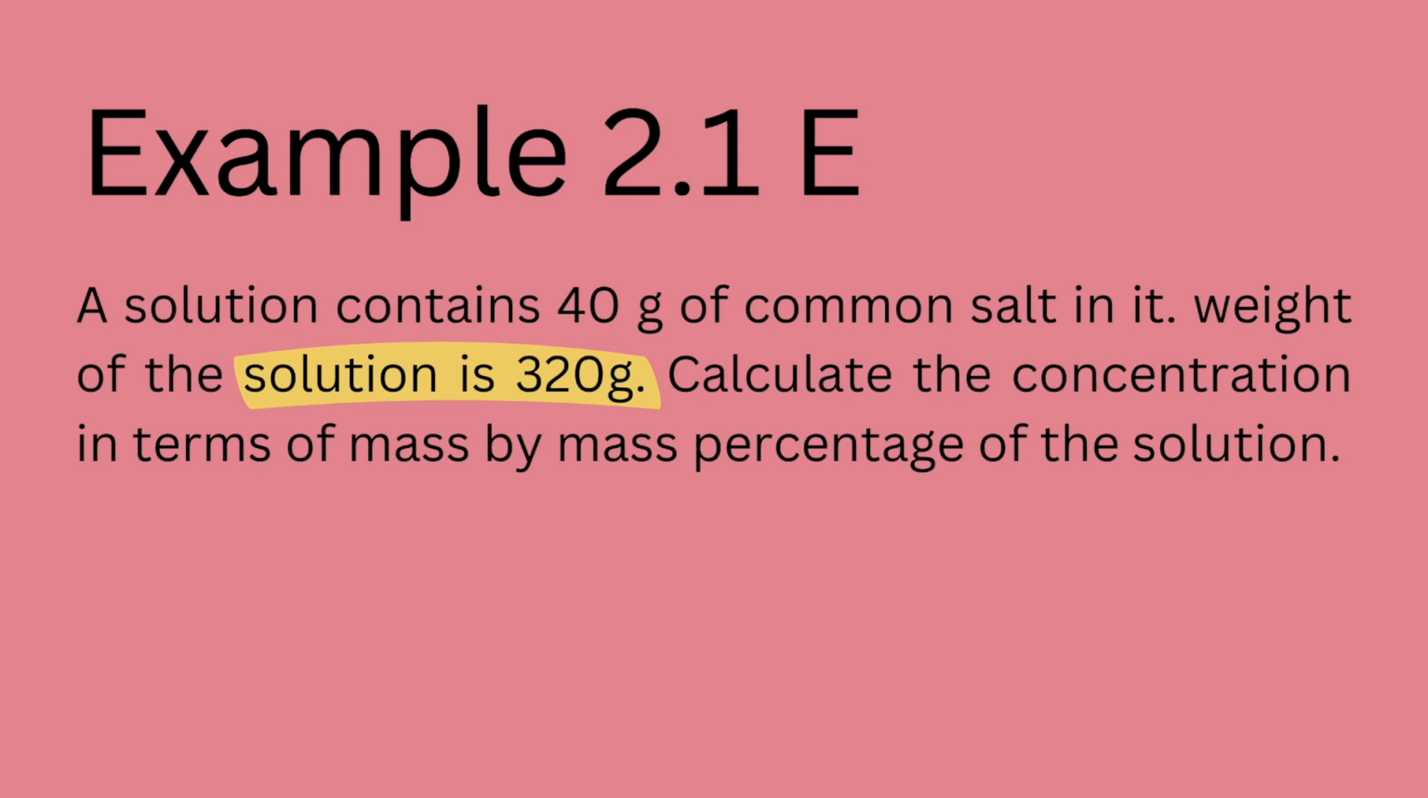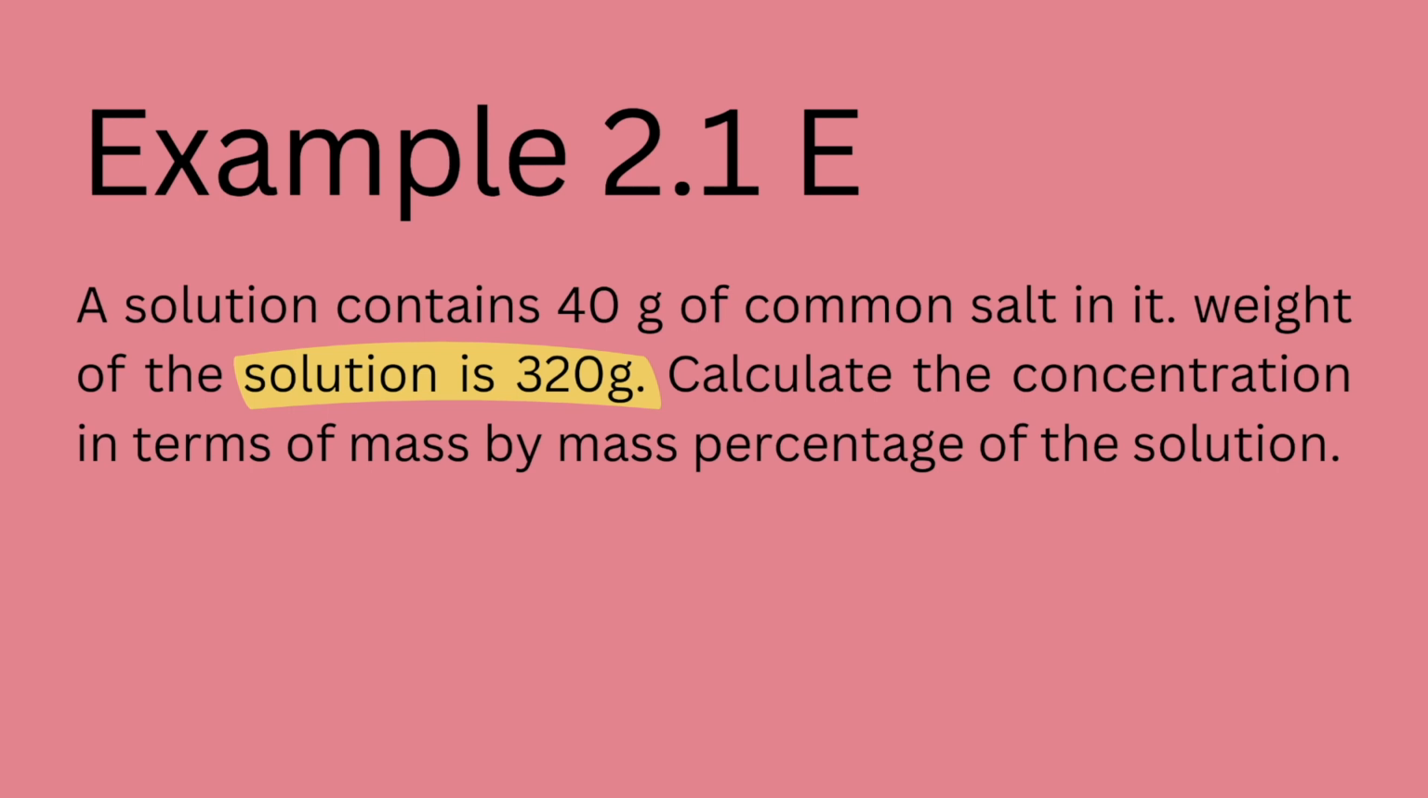So what they have given is: a solution contains 40 grams of common salt in it. The weight of the solution is 320 grams. So they have given that the weight of the solution itself is 320 grams. You just don't have to be confused. You can consider it as mass. So the mass of the solution is 320 grams and you have to calculate the mass by mass percentage.